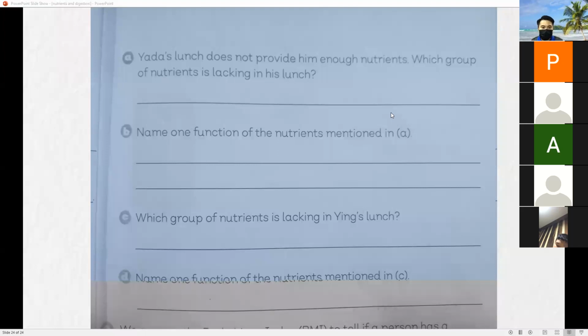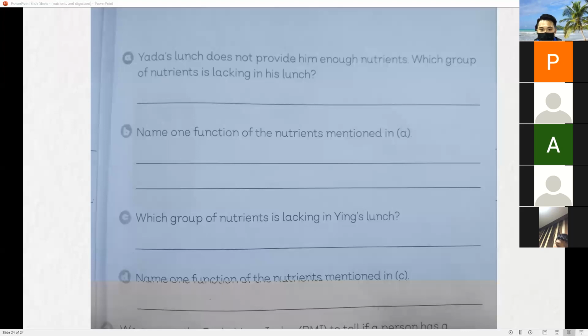All right. What's the answer for letter A? Yada's lunch is lacking of vitamins and minerals. Vitamins and minerals. Are you sure? Sure. He can get minerals from the fried fish. So the answer here is vitamins only, right?